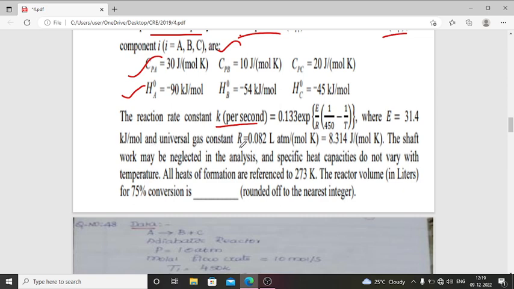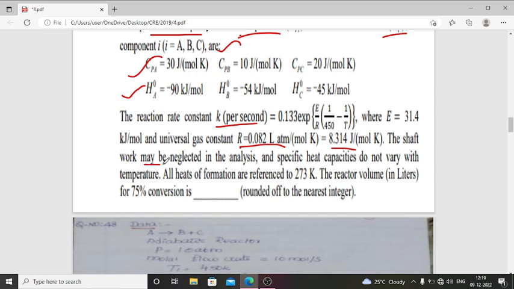Universal gas constant R value. R values are given in different units. One unit is atmosphere, another is joule per mole Kelvin. The atmosphere unit is 0.082 liter atmosphere per mole Kelvin, and the other unit is 8.314 joule per mole Kelvin.